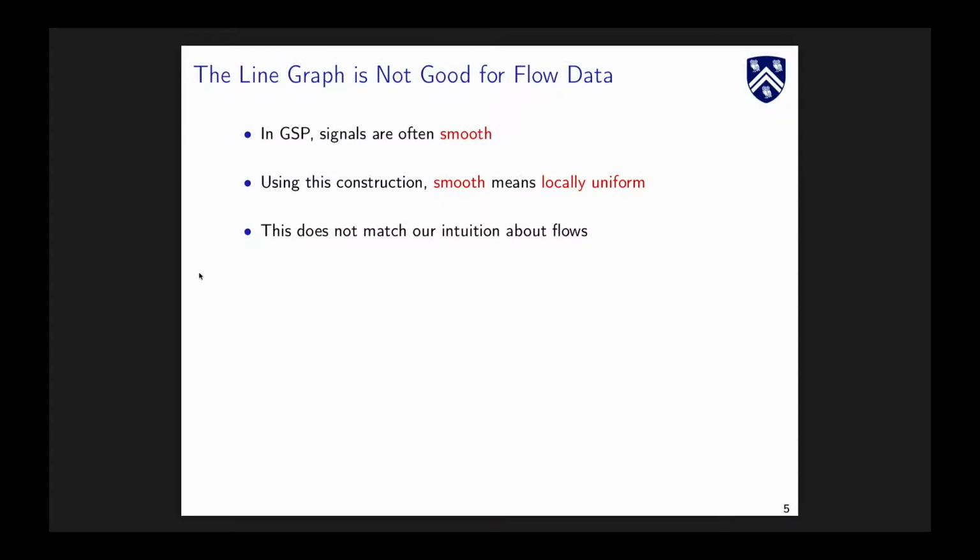So this is bad, is what we like to claim. And the reason for this is in graph signal processing and signal processing in general, we're generally leveraging some assumption of smoothness over our data. It kind of makes sense. And using this construction, smooth means locally uniform, right? And this doesn't match what we would like about flows.